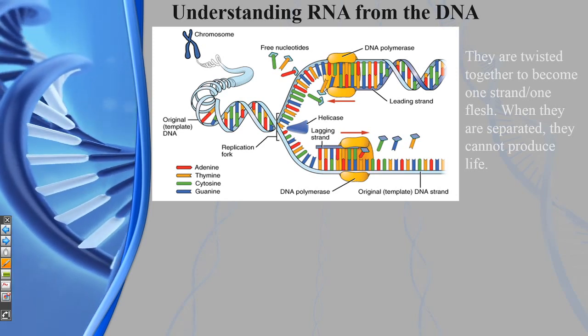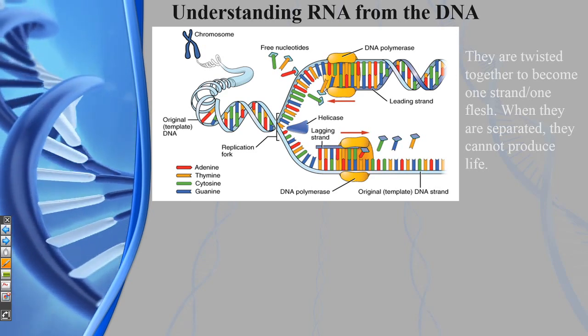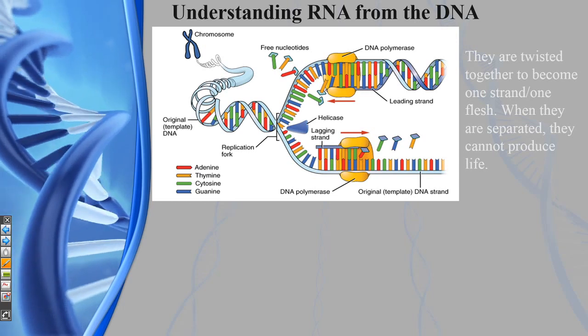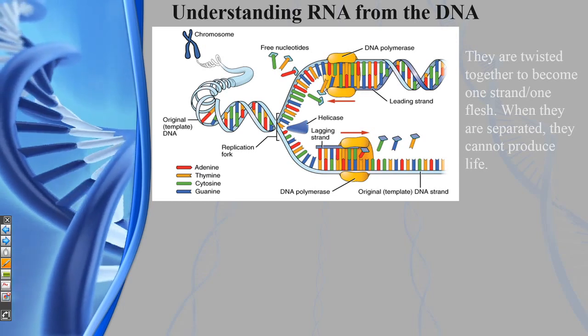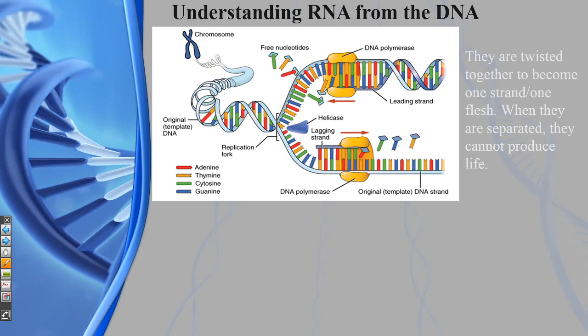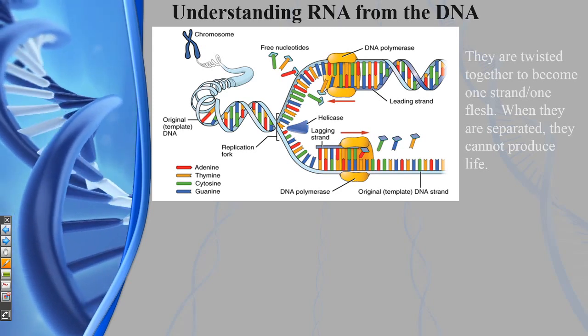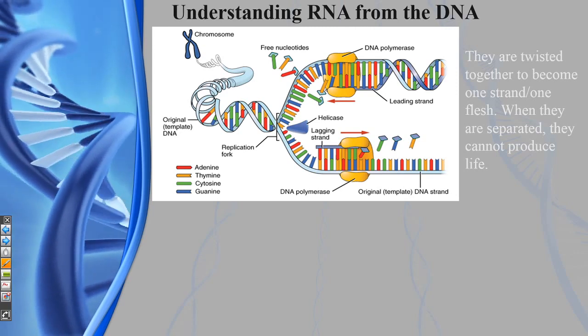All right? So they are twisted together to become one strand, one flesh, if you will. When they are separated, they cannot produce life. Right? So when the strands are separated, there's no life being made. Okay? So the two have to become one to produce life.